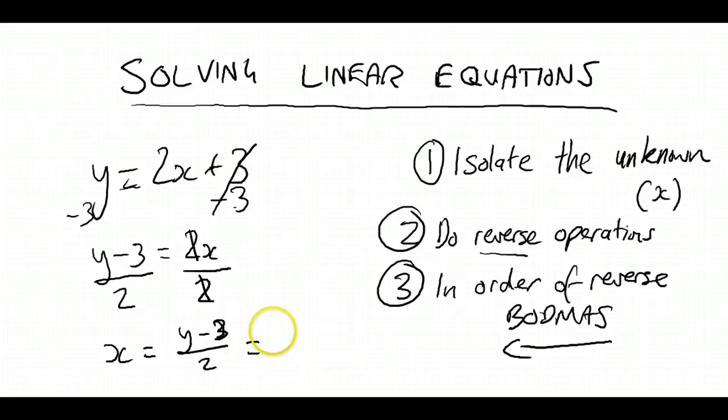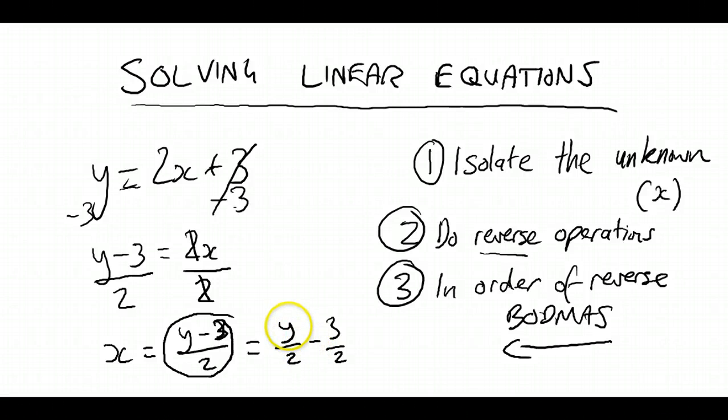Now you could write that as y over 2 minus 3 over 2, but this is probably a better way to do it. This just shows you though that what you've actually got is y divided by 2 and then minus some number, whereas this maybe doesn't show that as clearly, but that's a better way of putting it. Okay, so that's how we solve linear equations in general.